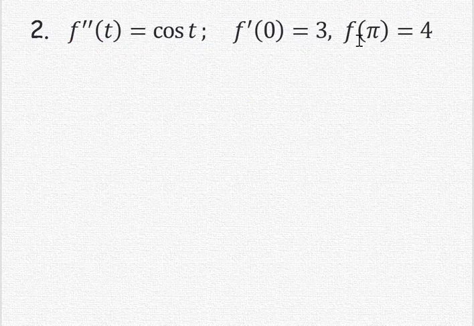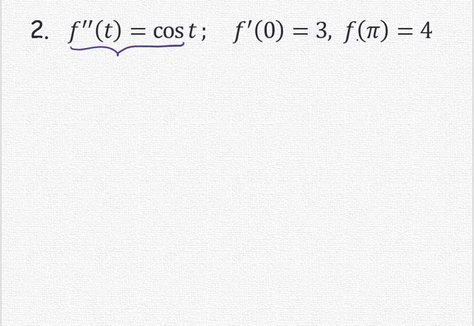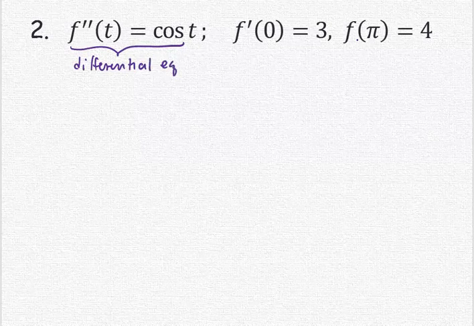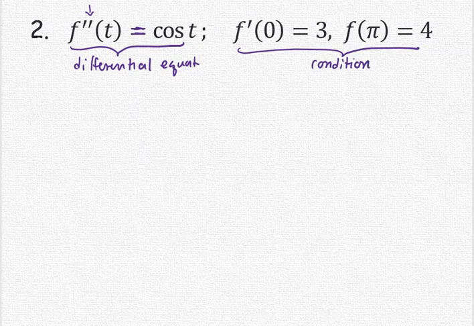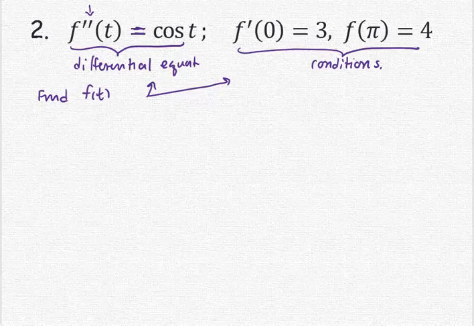Example 2: f double prime at t equals cosine t, and this part is called the differential equation. It is the equation involving the function and a derivative, which is the second derivative for this problem. f prime at 0 equals 3, f at pi equals 4. These two are called conditions. Now, our goal is to find f at t that satisfies the differential equation and these two conditions.